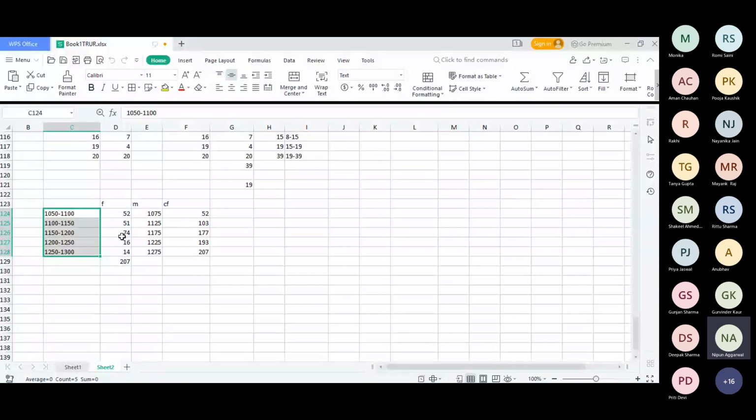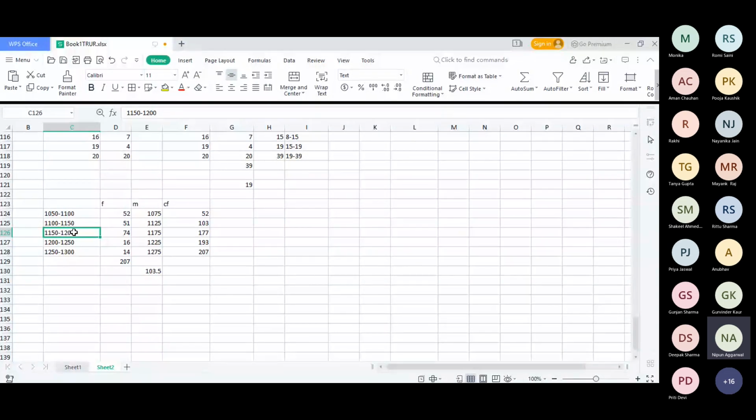Now in this particular case, again the same process: n is 207, and half of 207 becomes 103.5. We have to check where 103.5 lies. If we check the cumulative frequency, 103 is up to this, so 103.5 lies in the class with cumulative frequency 177. That means 1150 to 1200 will be my median class.